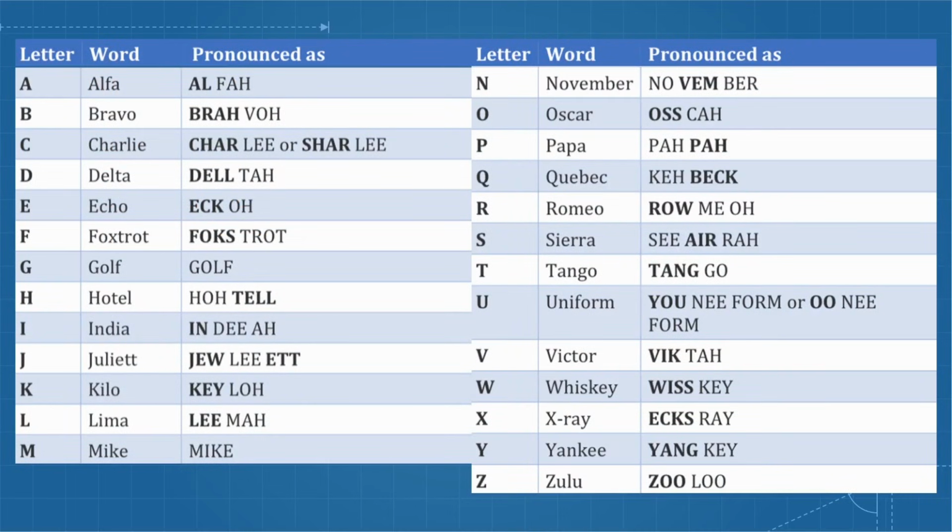Here is the full NATO phonetic alphabet, as well as how to pronounce each word. I'll go through them now. Alpha, Bravo, Charlie, Delta, Echo, Foxtrot, Golf, Hotel, India, Juliet, Kilo, Lima, Mike, November, Oscar, Papa, Quebec, Romeo, Sierra, Tango, Uniform, Victor, Whiskey, X-Ray, Yankee and Zulu.